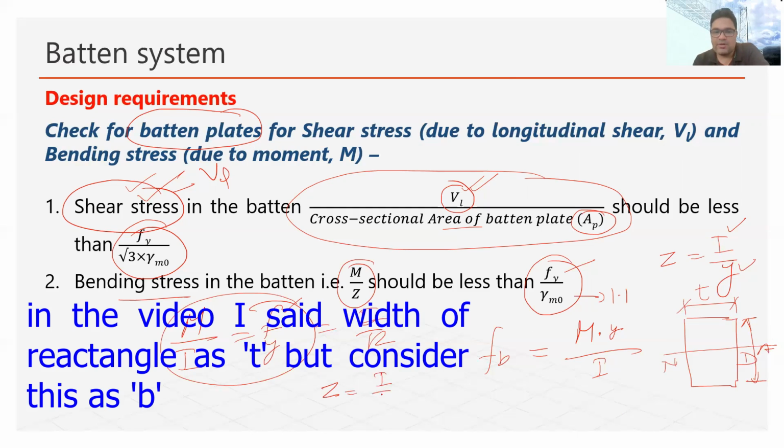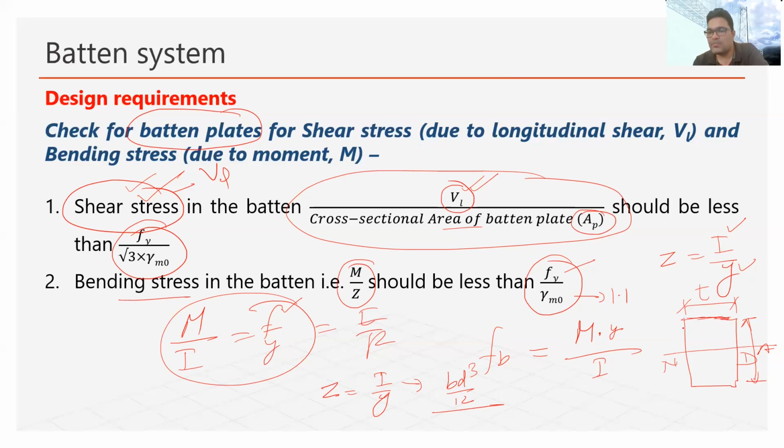Z is equal to I by Y. So I is the moment of inertia about the neutral axis, which is BD cube by 12, upon Y. Y is the distance from the neutral axis to the point where we have to find the stress. Stress is maximum at the edges, at the topmost fiber or the lowermost fiber. So this distance Y is actually D by 2. So I'm writing this as capital D by 2. After solving it, it becomes BD square by 6.